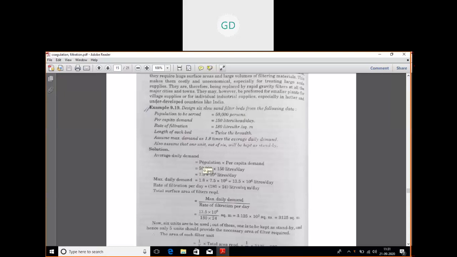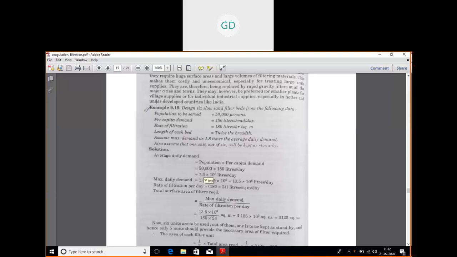The population to be served is given as 50,000 persons. Then the per capita demand, each person's demand, is 150 liters per head per day, or LPCD. The rate of filtration is 180 liters per hour per meter square. The length of each bed is twice the breadth. Then assume maximum demand as 1.8 times the average daily demand. Also assume that one unit out of 6 will be kept as standby.